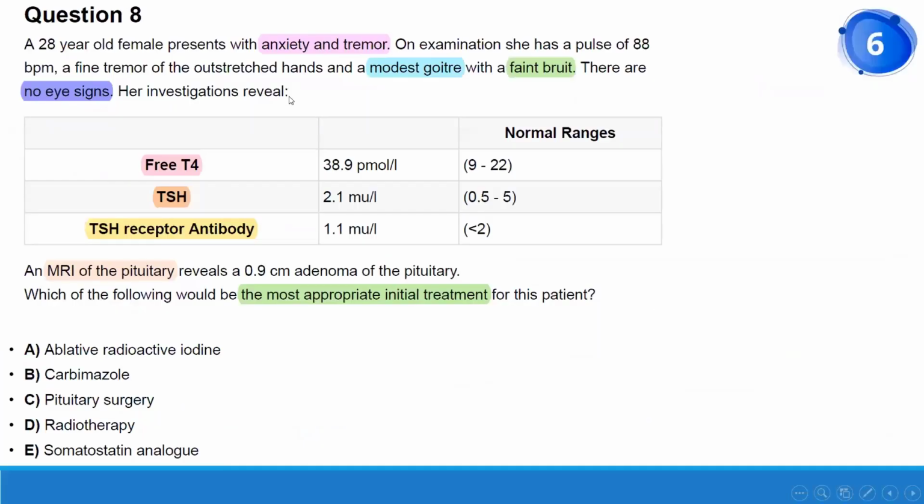And another question: a 28-year-old female presents with anxiety and a tremor. Examination: pulse 88, fine tremor, modest goiter, faint bruit, no eye signs. T4 is elevated, TSH is normal, and the TSH receptor antibody is normal. MRI of the pituitary reveals a 0.9 centimeter microadenoma. Which of the following would be the most appropriate initial treatment for this patient?